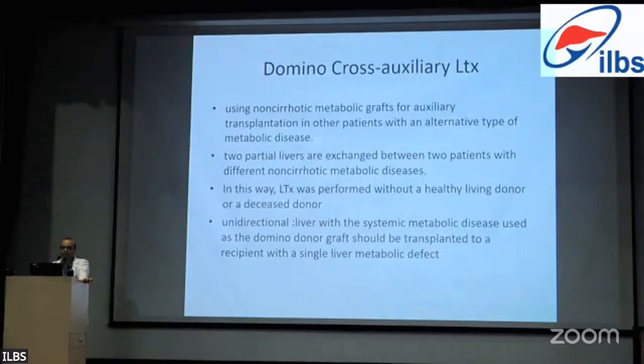Then domino cross auxiliary, using a non-cirrhotic metabolic graft for auxiliary transplantation in other patients with an alternative type of metabolic disease. Two partial livers are exchanged or swapped between 2 patients with different non-cirrhotic metabolic diseases. In this way, LTX can be performed without a healthy living donor or a deceased donor. This is unidirectional, which means that a liver with a systemic metabolic disease used as the donor graft should be transplanted to a recipient with a single liver metabolic disease and not for cirrhotics.